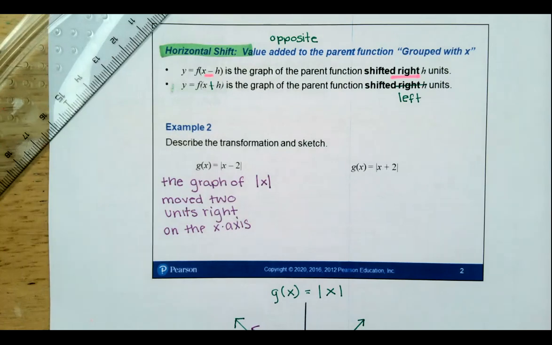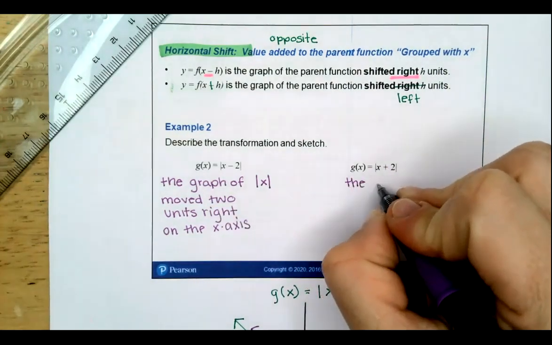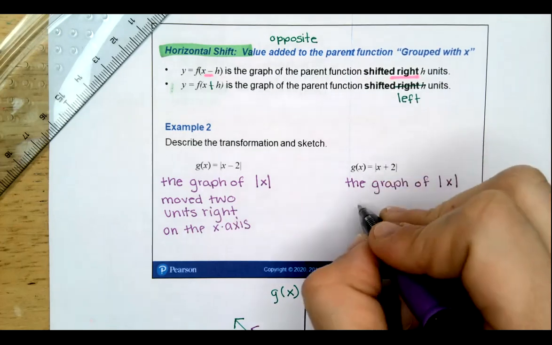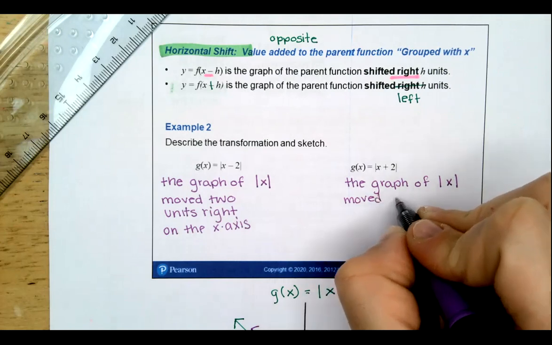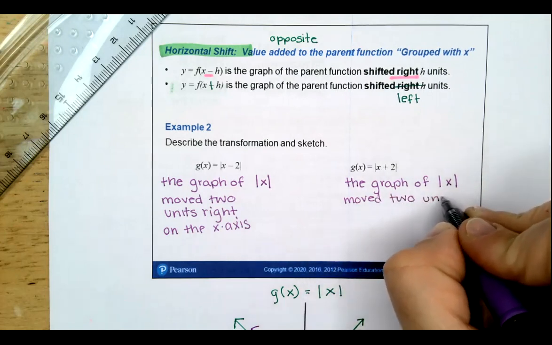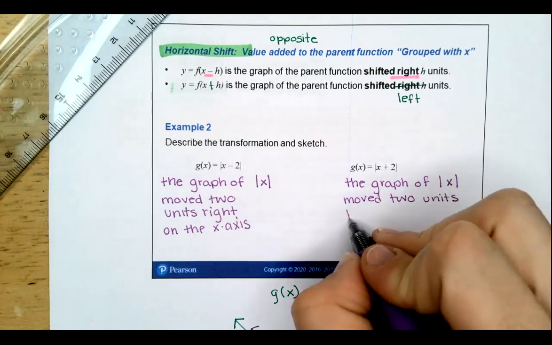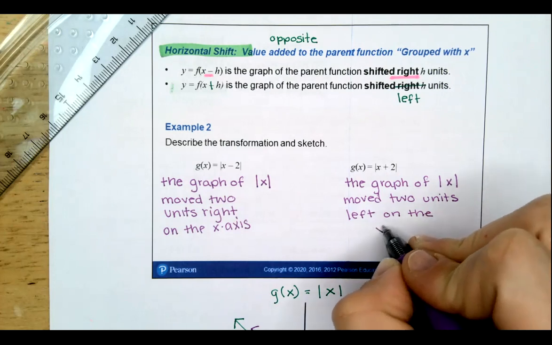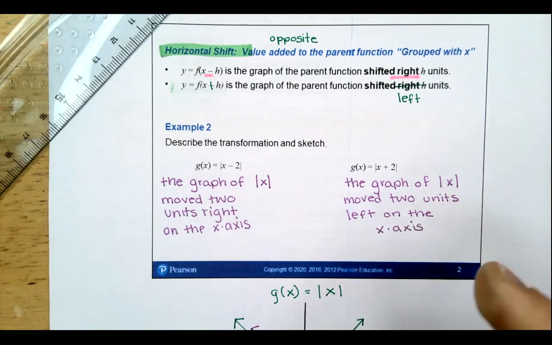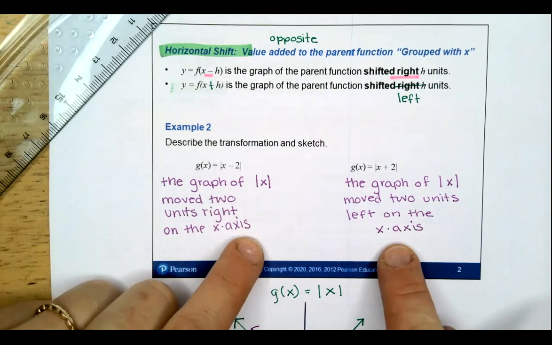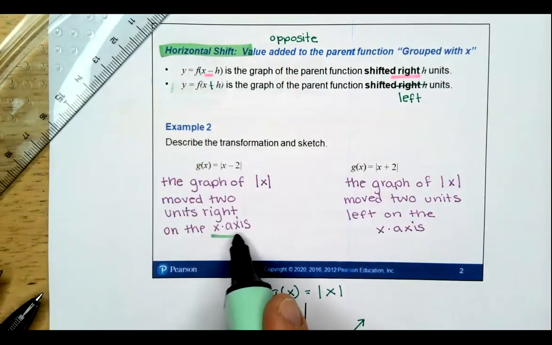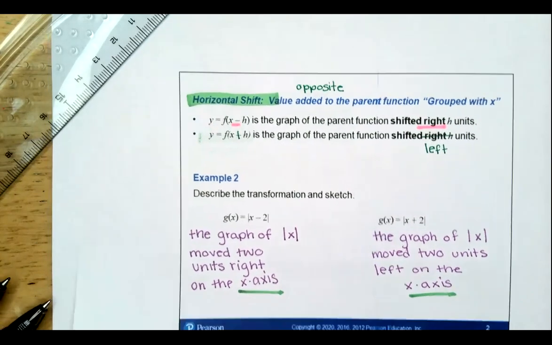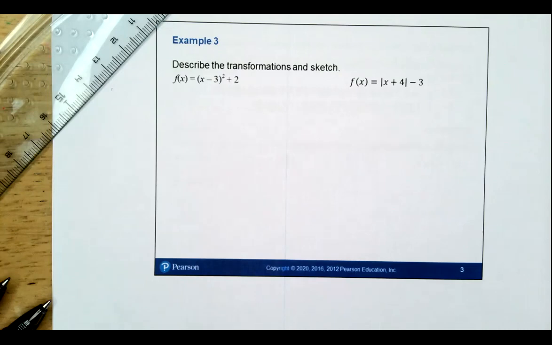So this is the graph of the absolute value of x moved 2 units left on the x-axis. Make sure you can associate the x-axis with horizontal. Horizontal shift means we're talking about left and right. So those are our shifts.